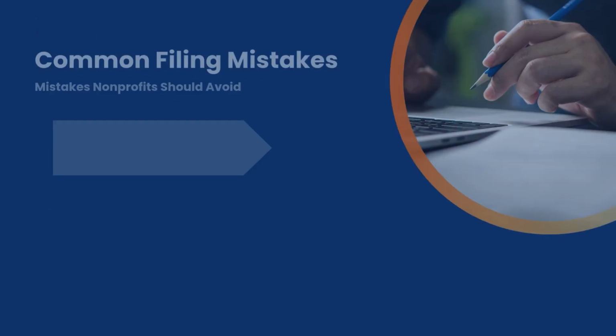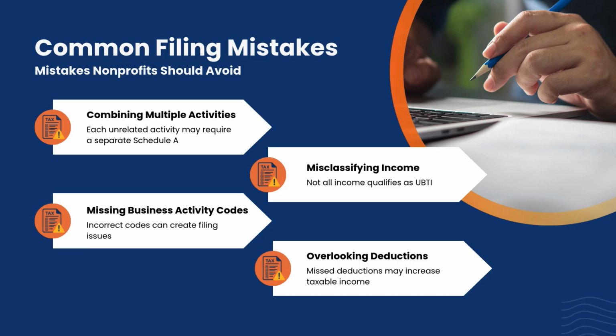Here are a few common mistakes nonprofits should avoid. Mistake number 1. Combining multiple activities on one Schedule A. Each unrelated trade or business may require its own Schedule A. Mistake 2. Misclassifying income. Not all income is taxable UBTI, so organizations should carefully evaluate whether an activity is substantially related to their exempt purpose.